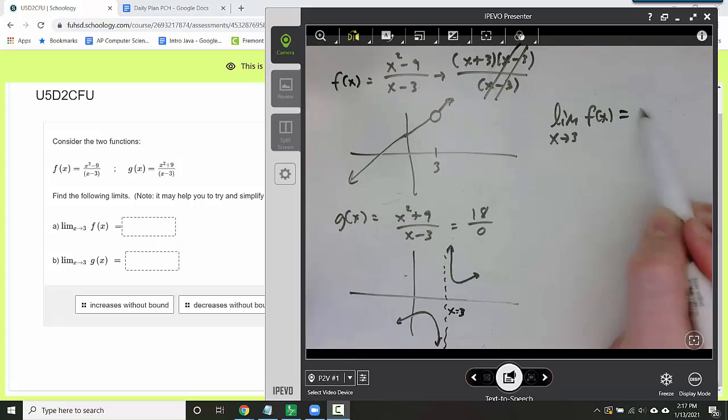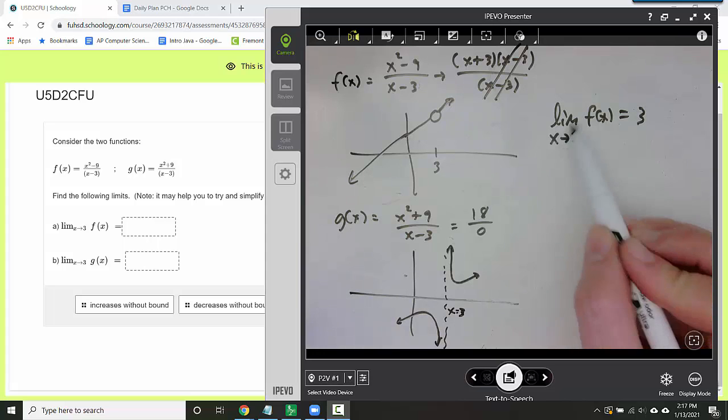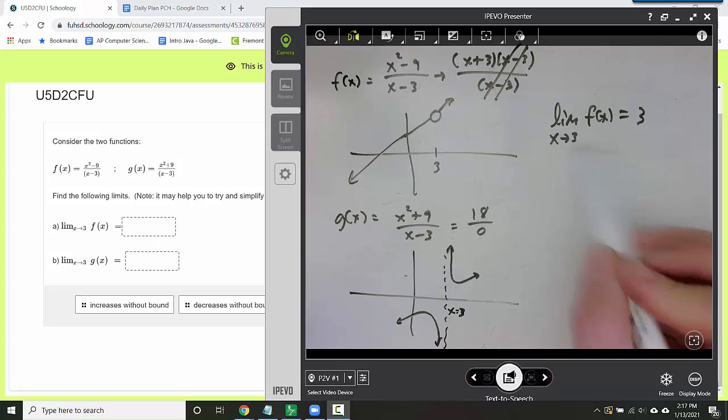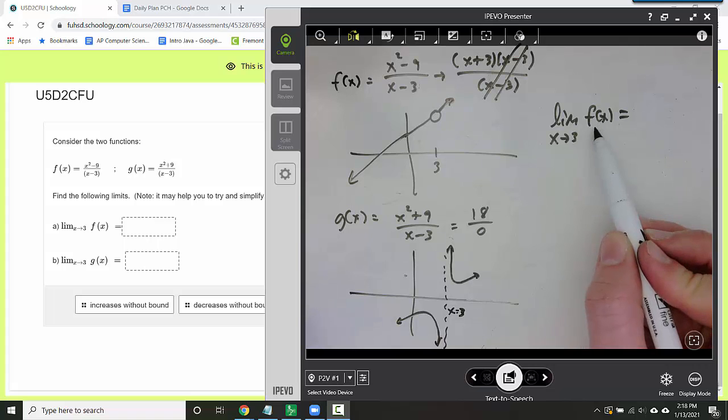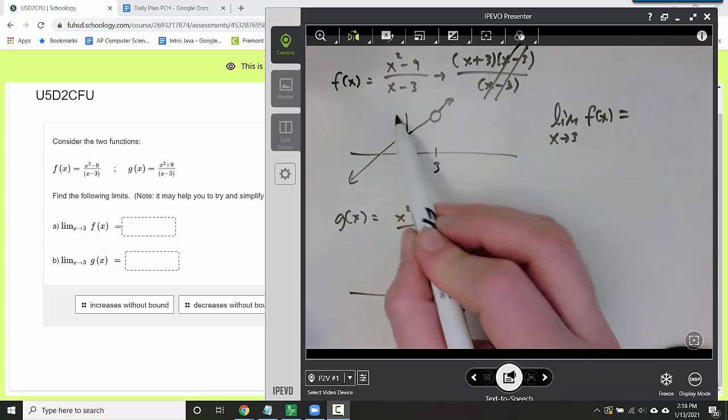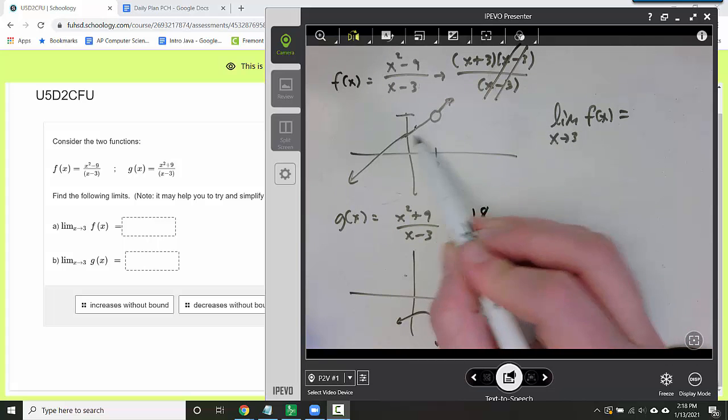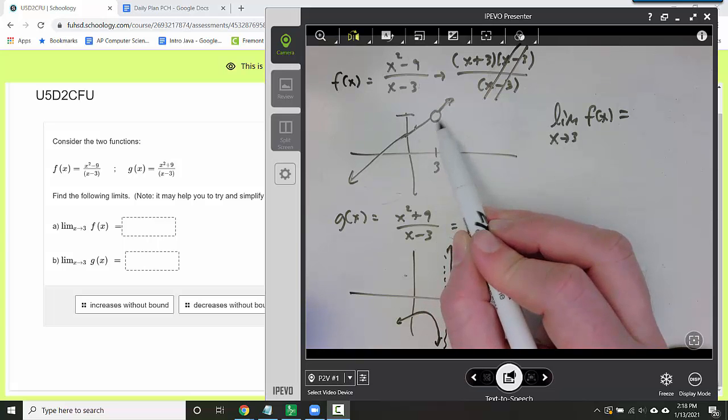A lot of people just said 3 because I think you weren't really thinking very carefully about what this is actually asking. What this is actually saying is, when x gets very close to 3, what do the y values get very close to? And so as x gets very close to 3, the y values are getting close to where this hole is. But where's the hole?